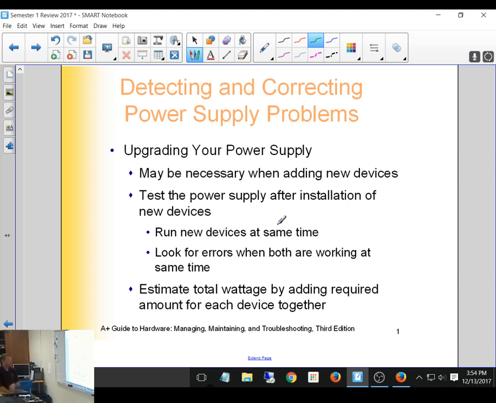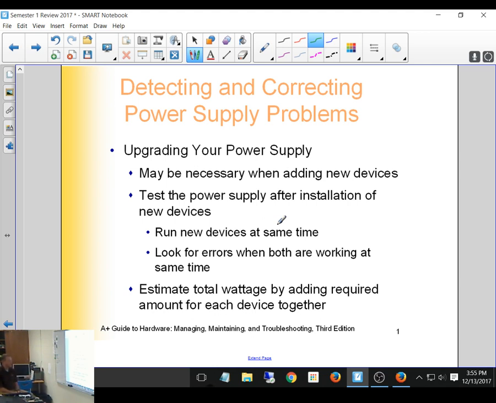Then we talked about how to detect and correct power supply problems. If we add new things to our computer and we don't upgrade our power supply, things can possibly not work. So if we calculate our wattage and realize that our power supply is too small, we may need to upgrade our power supply and get a larger wattage power supply to get all of our stuff to work, or we won't have everything running at the same time. I had this exact problem with my computer at home. I had a solid state drive that kept dropping offline. I thought it was the drive and it was the power supply.